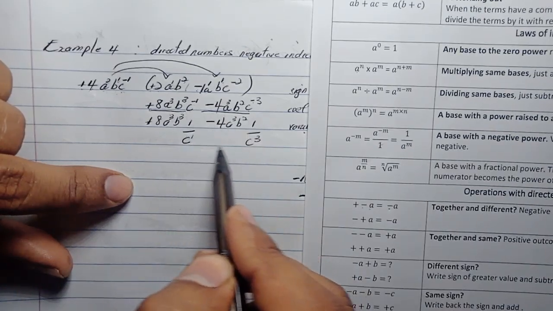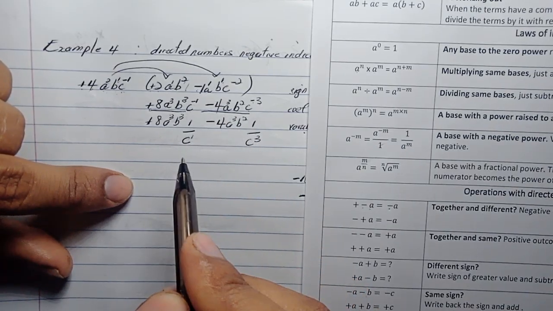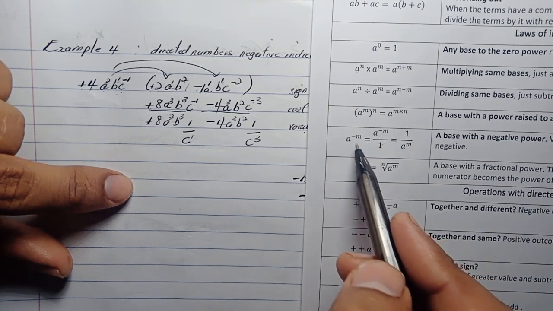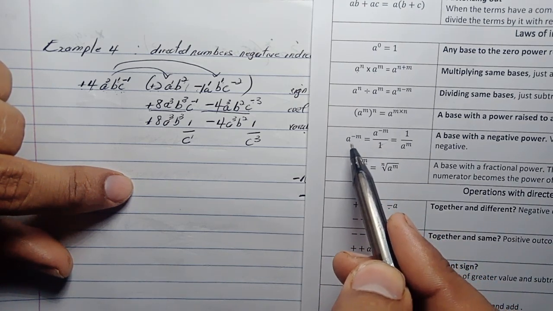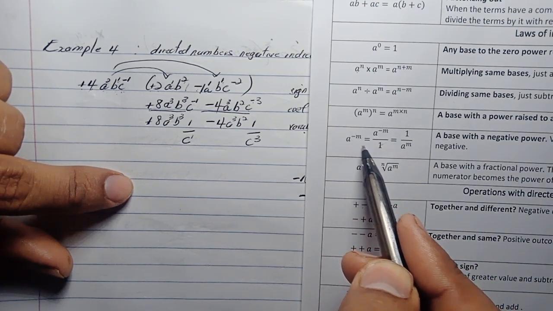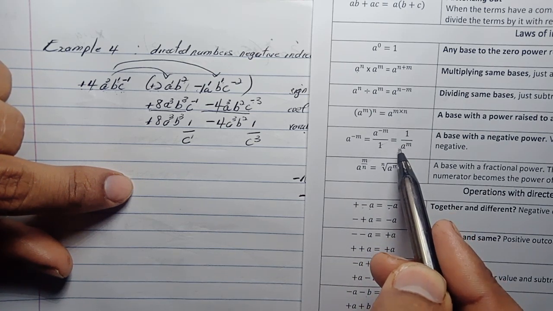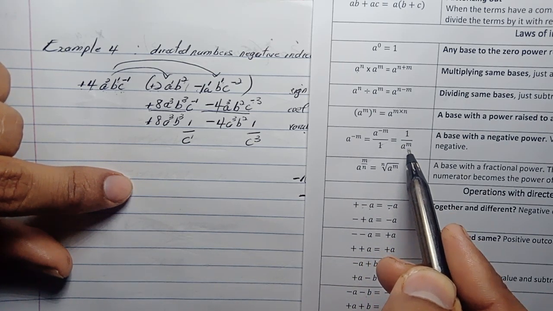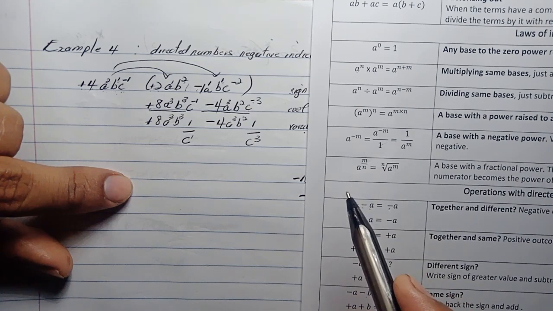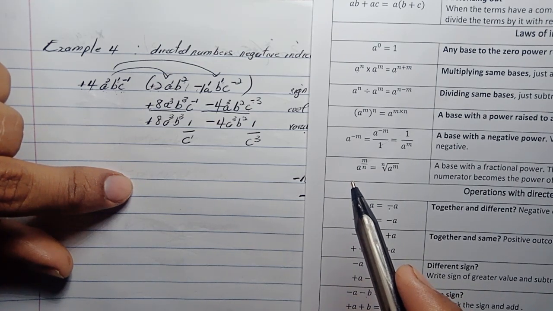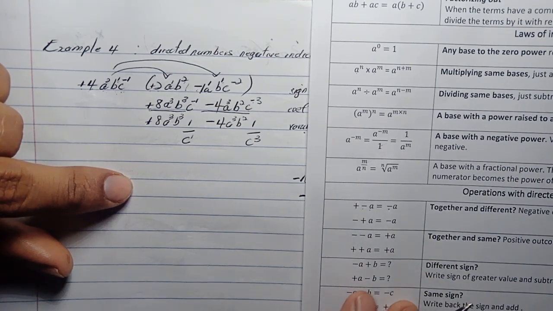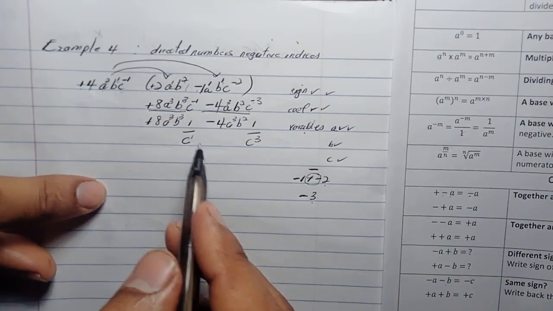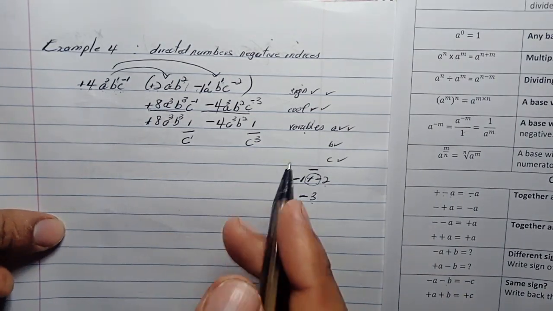There's no negative indices here. We dealt with a negative indice using this law: a to the minus m will give you 1 over a to the m. The negative indices have been gotten rid of. Alright, so that is our example there. I hope you appreciate how it is done.